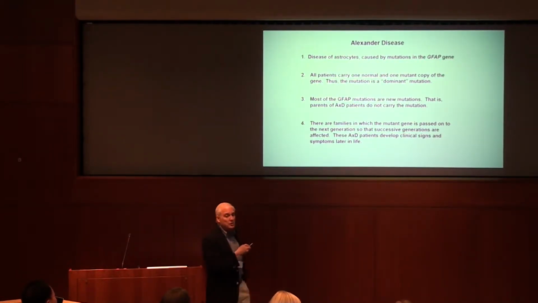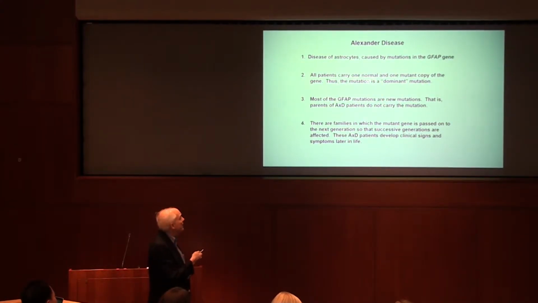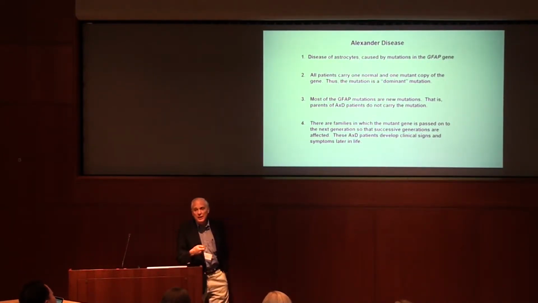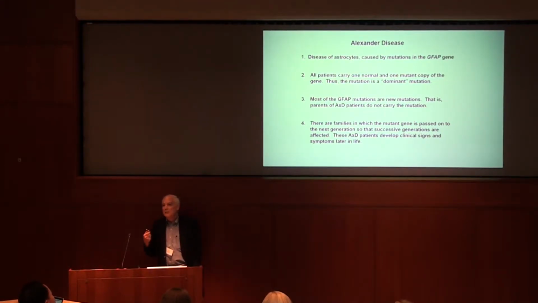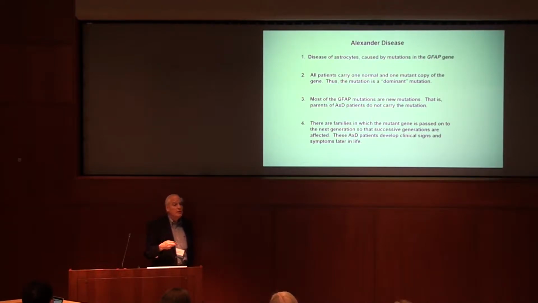It's a dominant mutation. That is, people with Alexander disease carry one normal and one mutant copy of the gene. Most of these mutations are new mutations. That is, if you look at parents of many of the Alexander patients, you'll find that they're normal. You won't find any mutations in the GFAP gene. So it means that the mutation arose spontaneously, either very early in development or as a germline mutation.